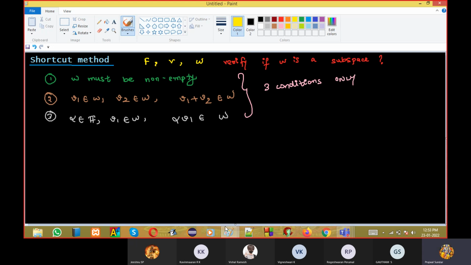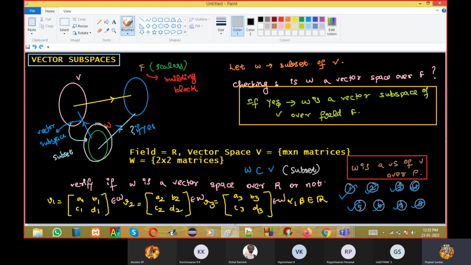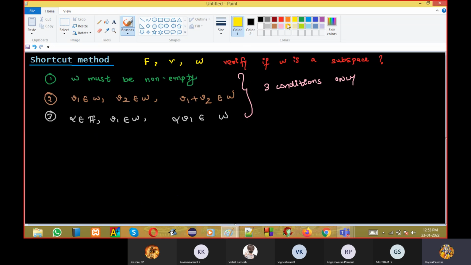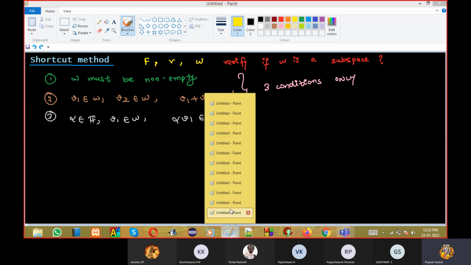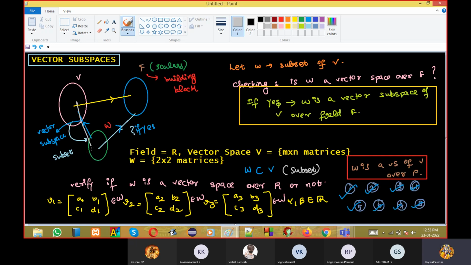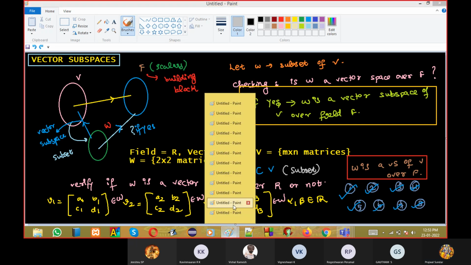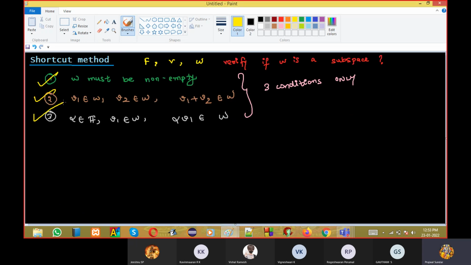Why only 3 conditions? Because you know it is a subset. Because it is a subset, some conditions will be automatically satisfied, but the remaining conditions may or may not be satisfied. These 3 are the remaining conditions. We know it's a subset of V, but we don't know whether it's a subspace. So for a subspace, only these extra 3 conditions you have to check. Any doubt on this? If there's doubt, please stop me and ask.